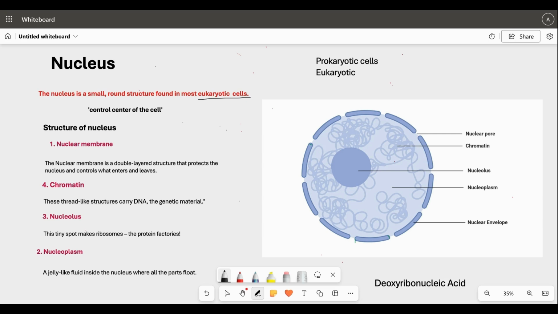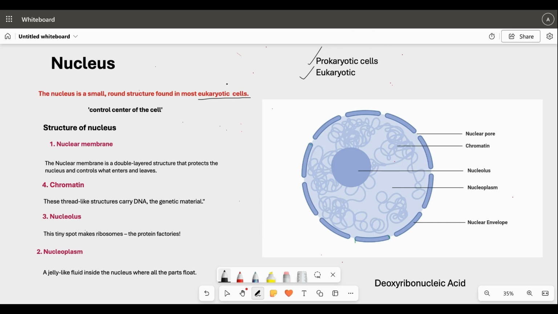Now, what are eukaryotic cells? Basically, there are two types of cells: prokaryotic cells and eukaryotic cells. So what are these? Prokaryotic cells do not have a nucleus, okay? And eukaryotic cells have a nucleus, like plant cells, animal cells, and human cells. These are eukaryotic cells. So when we say the nucleus is found in most eukaryotic cells, what does it mean?